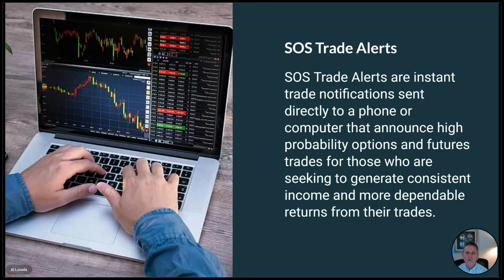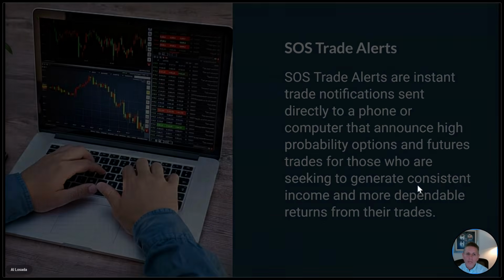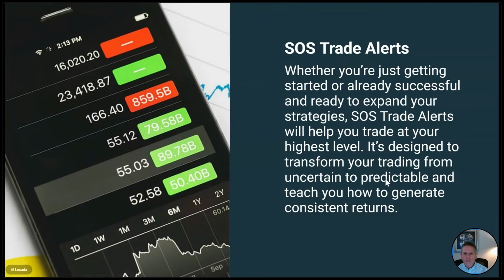Okay, so our trade alert service, the positions that I use are automated. Okay, it comes out of my trade account, and it works. Okay, so whether you're getting started or already successful in what you're doing, this is a great way to learn how to manage these trades, right?